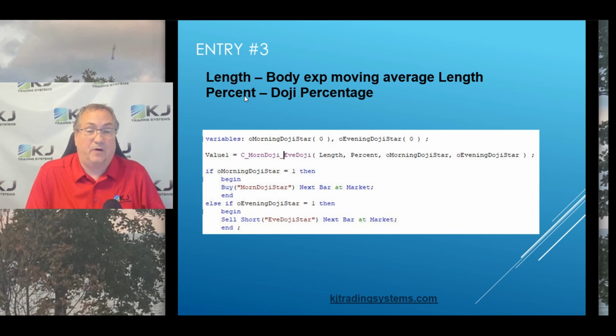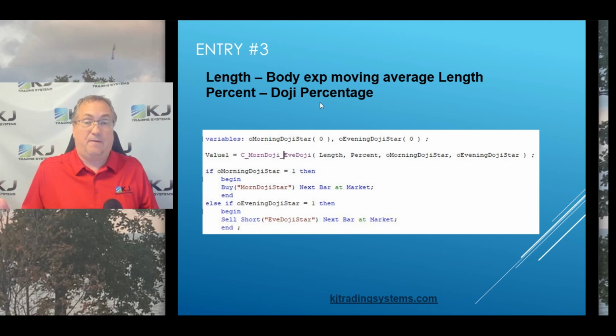There are two variables that you can play around with: the doji percentage and also the moving average length of the body that it calculates this over. And there's a simple function in TradeStation that does the morning doji, evening doji. And basically, if it's a morning one, it buys. If it's an evening one, it sells short. So this is TradeStation Easy Language, which is what I use to do all my development.